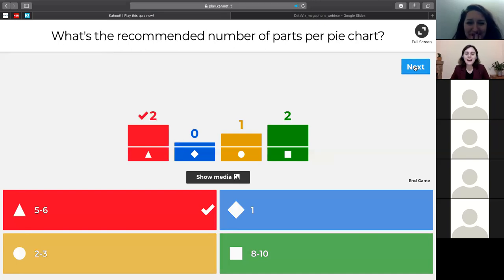2, 3 is okay, but you cannot really show much with 2, 3. 8, 10 is too much. One pie chart split into 8 or 10 parts, you will not be able to see the differences between them, and it's too clustered. So the recommended number of parts per pie chart is 5, 6.